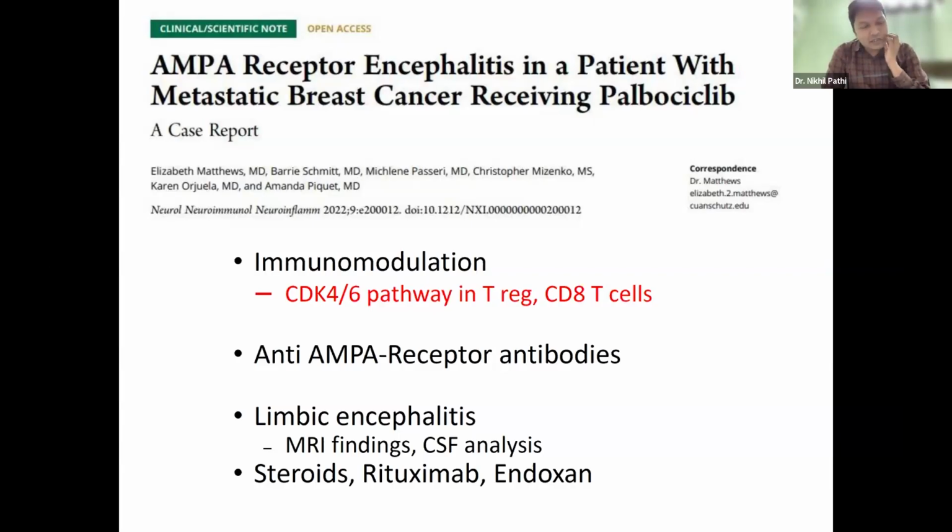Now, this has a certain predilection in that it usually affects the limbic system, so it usually presents with ataxia and nystagmus, which we did not observe in our patient, and it also has some findings on the MRI, whereas for our patient the MRI was negative. So we thought this was also not a possibility.